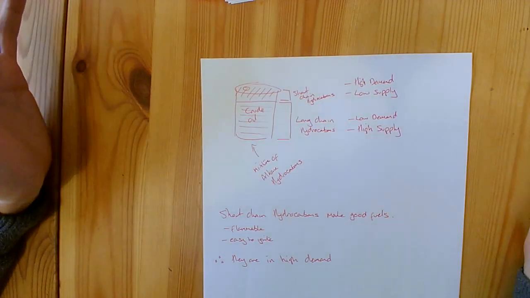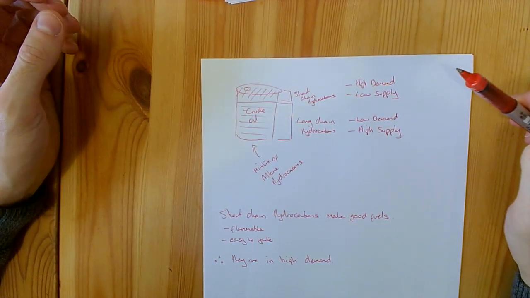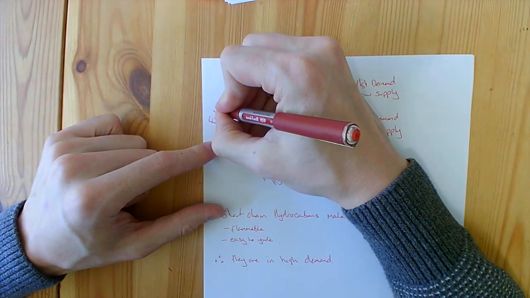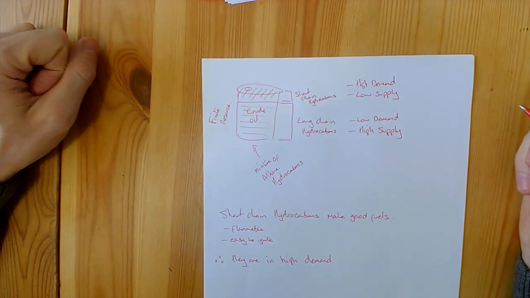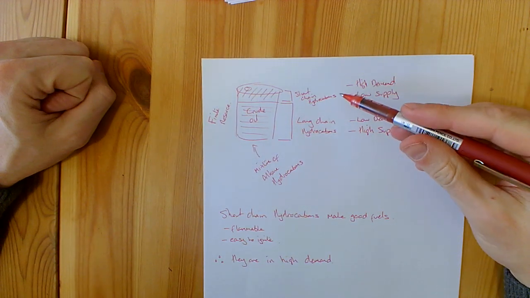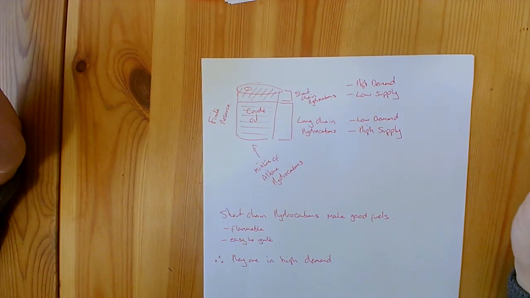So the one answer to this really is how do we get more short chain hydrocarbons? And we need to remember that crude oil is a finite resource. So before you start thinking, that's fine, we'll just dig up more, that's not a long-term solution. So how are we going to get more of these short chain hydrocarbons without just digging up more crude oil? And that's where cracking comes in.